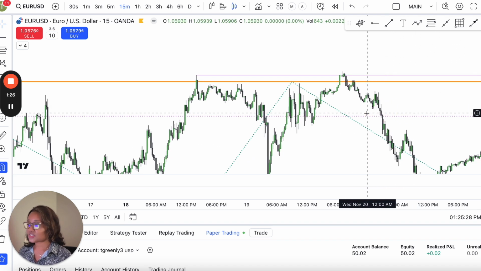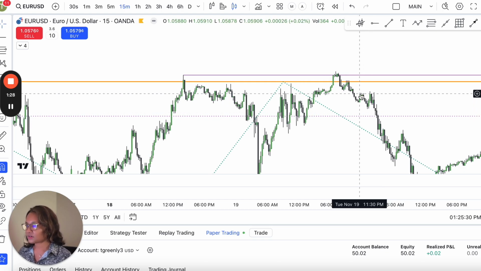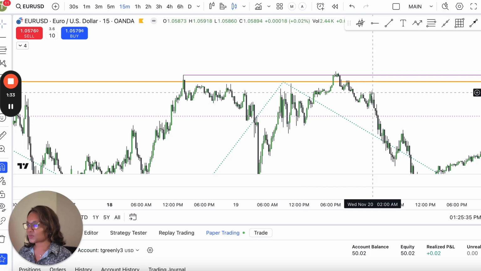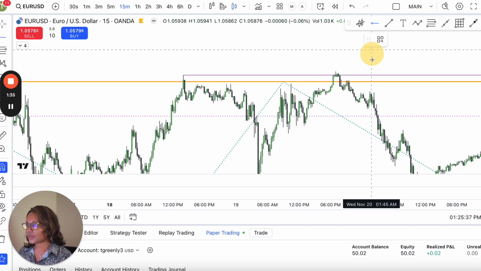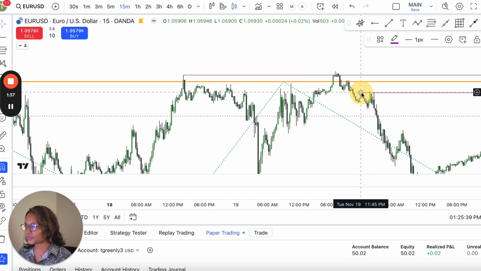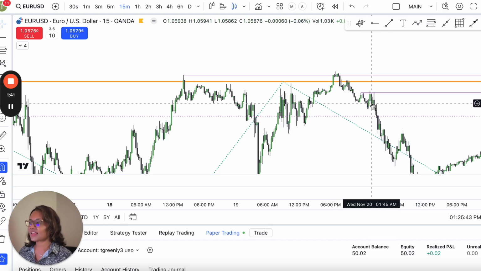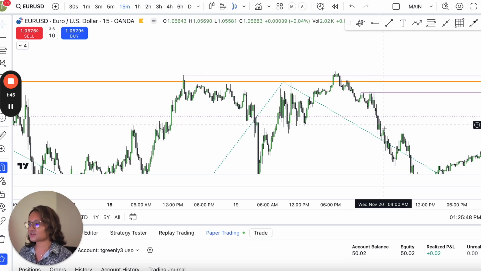That's one example of a sweep. Here's another one. Here's some tiny little wicks here, and you can see how price went up and cleaned out that area. So I'll draw those wicks here. And you can see how price went just barely above it, and then you see an engulfing black candle, and then it continues to the downside.